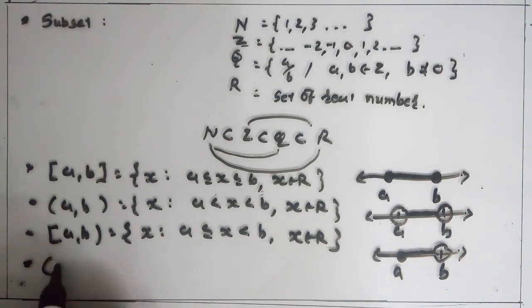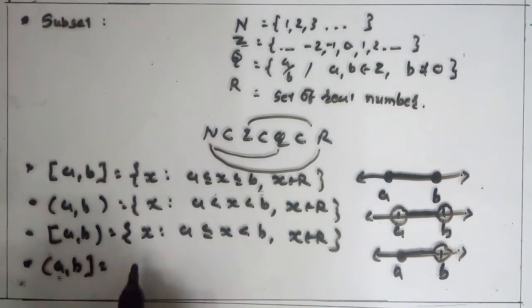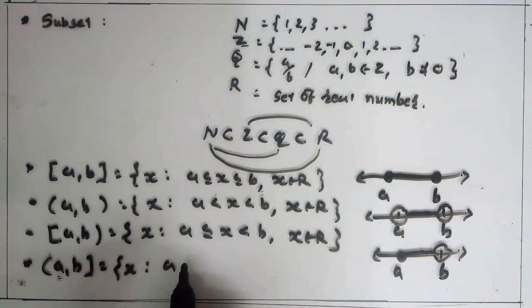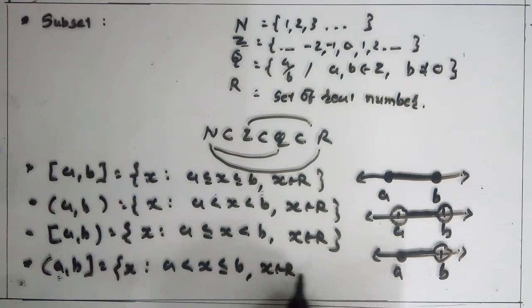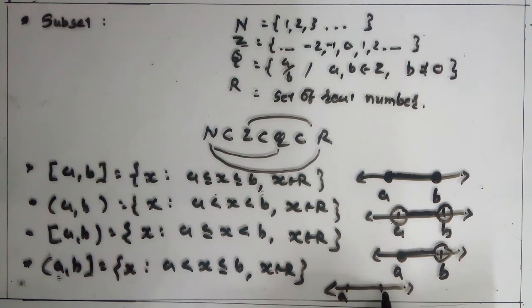Similarly, open-closed AB is the set of all real numbers such that a is not contained, so only a < x, b is contained, so x ≤ b, x belongs to R. And on a real line we know that for AB open-closed, a is not contained, so draw a circle at a, b is contained, so bold at b, and bold the line segment between a and b. Clear?